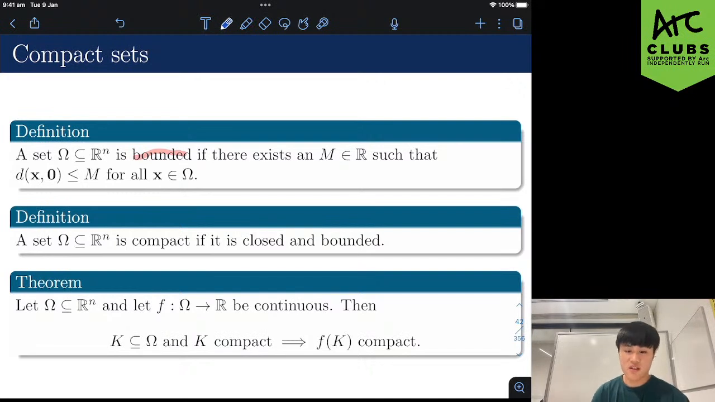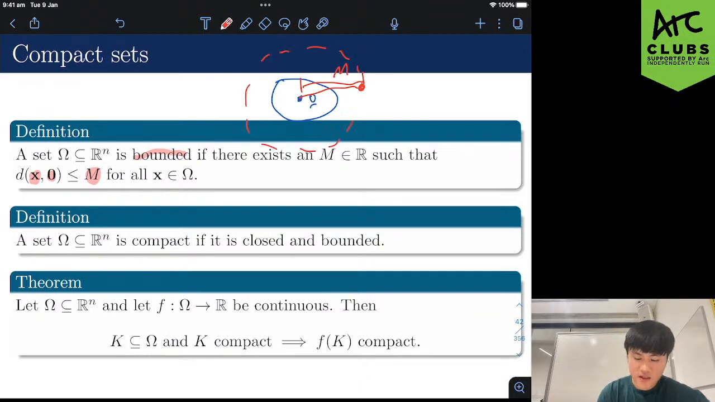A bounded set is essentially if you can choose a value m such that the distance from the origin to any value x in the set is less than or equal to that m. For example, if we have this as our set, here is the origin, and if we define m to be this value here, whatever distance that is, that's m, we see that from the center to any x point inside that blue circle, the distance is always less than or equal to that capital M. So this is a bounded set.